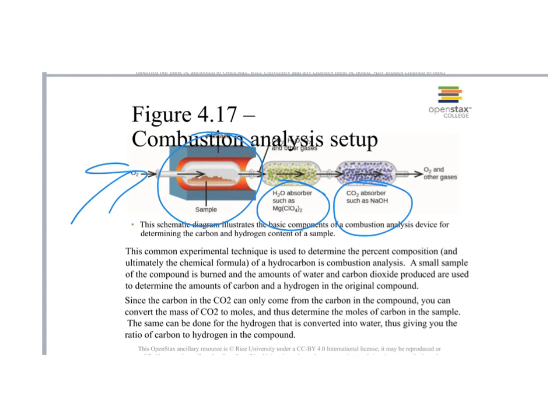Now, if this thing just contained hydrogen and carbon, now I know how many moles of hydrogen, how many moles of carbon. You have to use the mole ratio of 2 to 1 with hydrogen to water, and 1 to 1 with carbon to carbon dioxide. I've got moles of carbon, I've got moles of hydrogen. I can go to the lowest whole number ratio by dividing by the smallest number of moles and get an empirical formula.